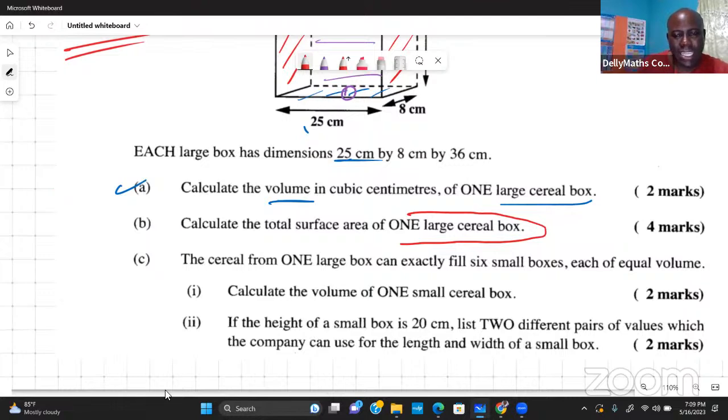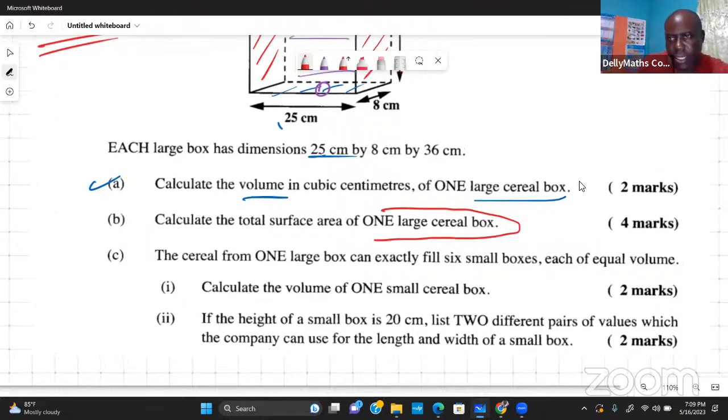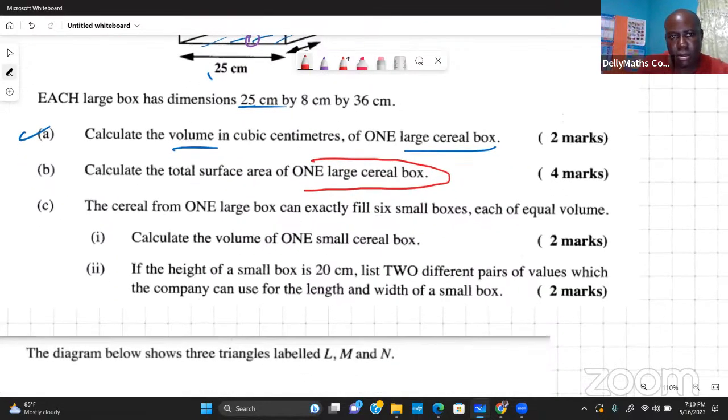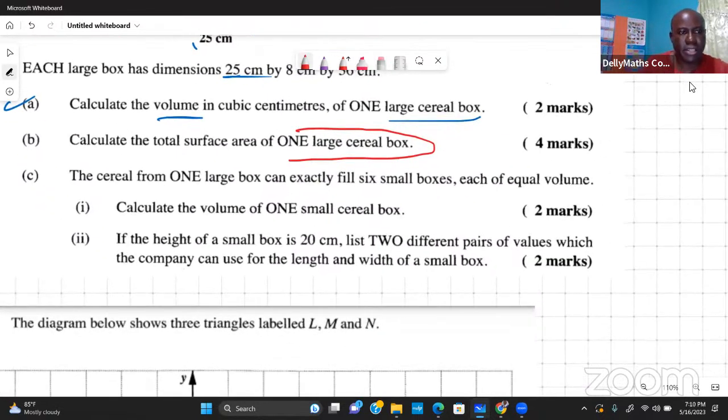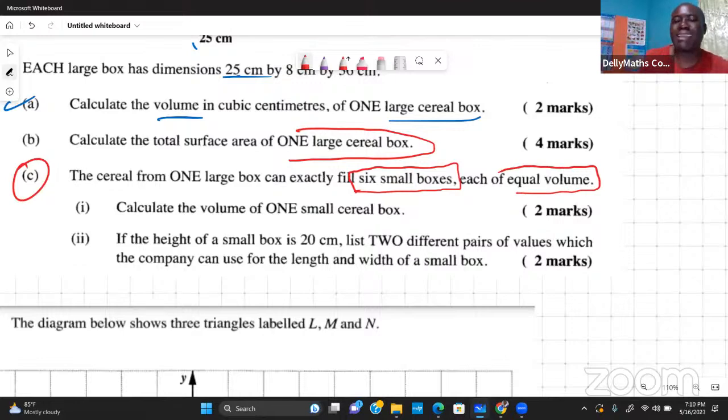All right, now let's take a look at the next question. Hold on, let me see where this is. All right, there the question is. So here's the question. Question said the cereal from one large box can exactly fill 6 small boxes, right? Pay attention to details now. Each of equal volume, right? So it's like you have that big cereal box that you could throw out into some small ones.